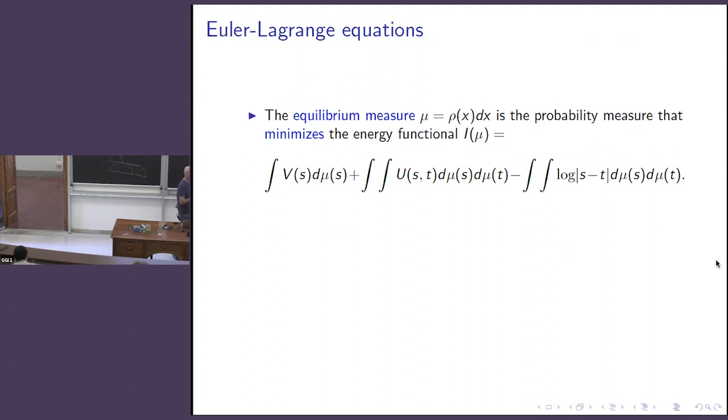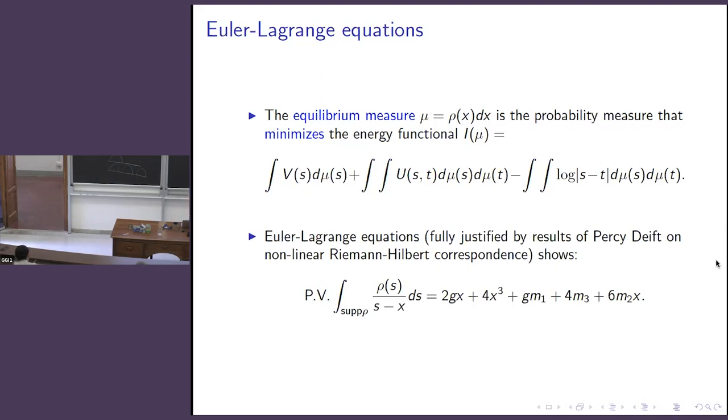Now there is a theorem, and this is a rigorous theorem, it's not formal. It tells you that the equilibrium measure rho x dx is the probability measure that minimizes the energy functional. There is this energy functional I of mu given by this integral here, and you have to find the minimizers of this. If you think about it, this is kind of the Euler-Lagrange process for finding the critical points of classical mechanics. This is the Coulomb gas method or logarithmic gas method. It's called log gas or Coulomb gas because in two dimensions, the Coulomb potential is log. That's why we have this terminology.